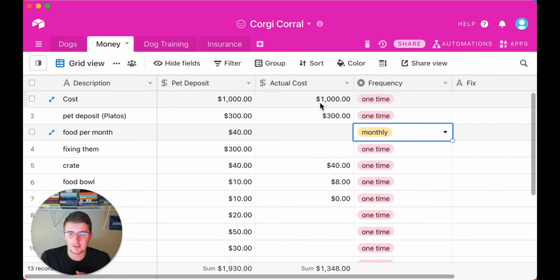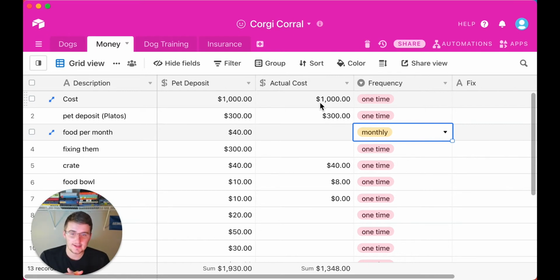So listing out all, maybe if you can get stuff from friends, that'd be great. But listing out all of the costs that you're actually going to have is really beneficial, so that there are no hidden surprises when you get the dog and find out, oh, I need to buy all this, that, and the other.